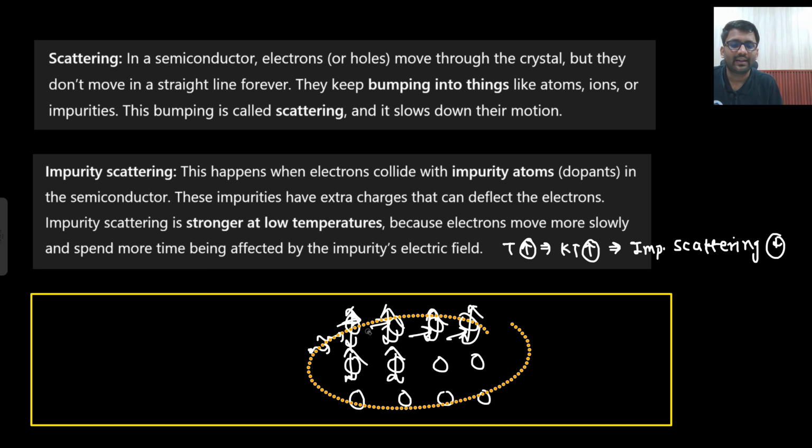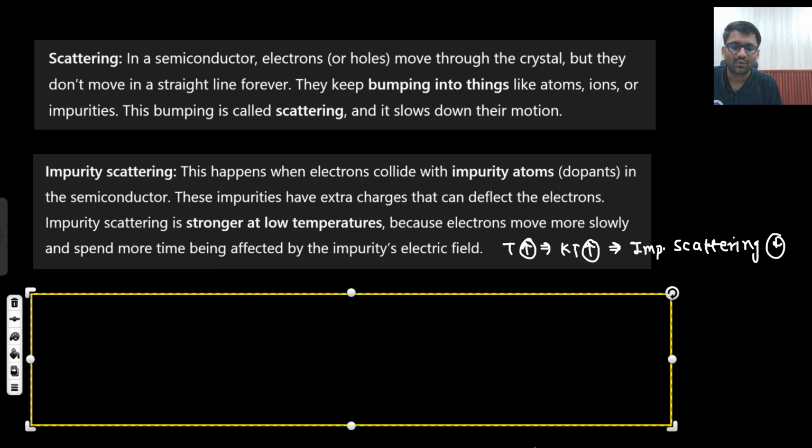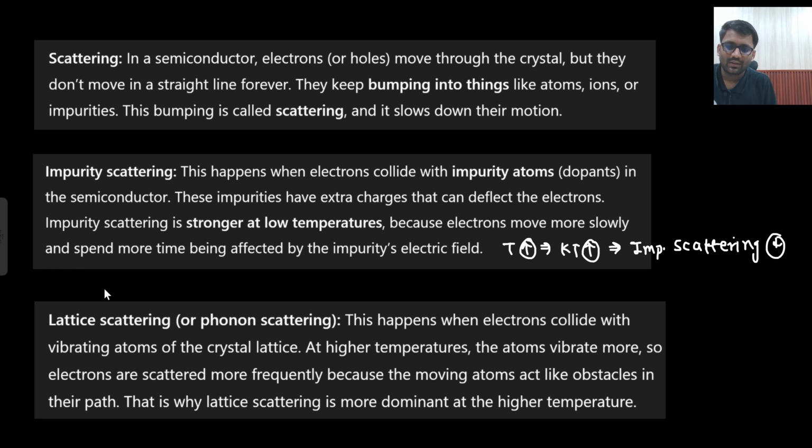So here it would be written lattice scattering, but the other name is phonon scattering. Okay, it is written: lattice scattering or phonon scattering. This happens when electrons collide with the vibrating atoms of the crystal lattice. At higher temperature, the atoms vibrate more, so electrons are scattered more frequently because the moving atoms act like obstacles in their path.